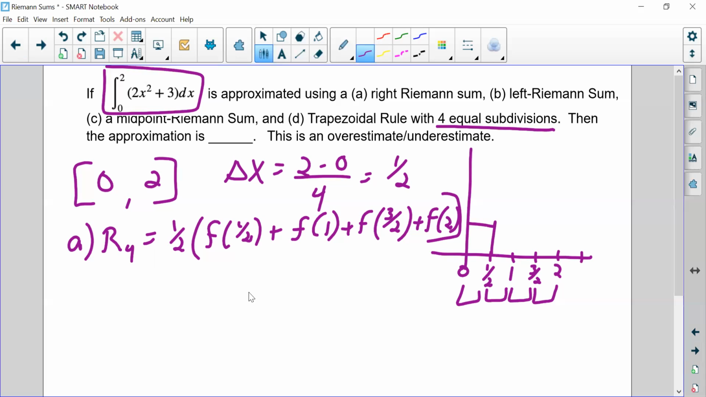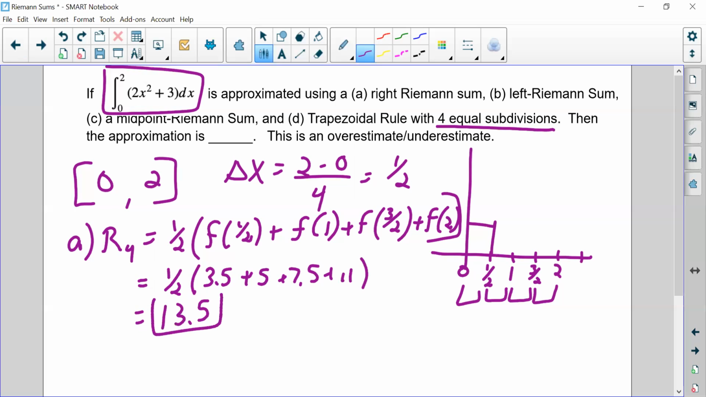So I would say my next line is 1/2 times 3.5 plus 5 plus 7.5 plus 11. So use your calculators as tools. And now I just need to figure that out. So I'm just going to add those together and multiply by 1/2. So 3.5 plus 5 plus 7.5 plus 11 times 1/2. 13.5. Done. That's all the work I need to see.